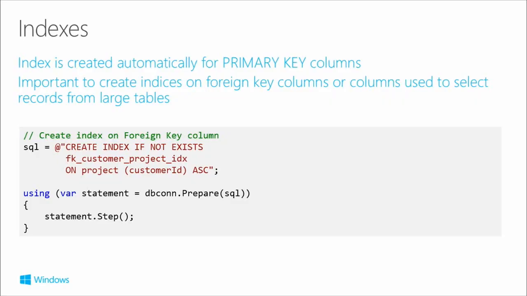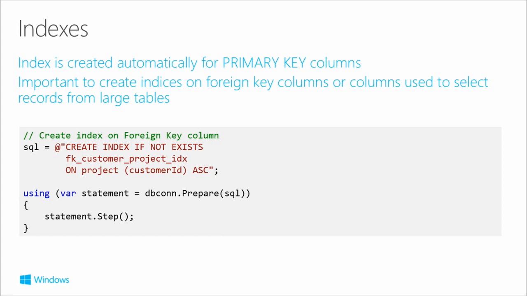But indices are created automatically for primary key columns, and indices are crucially important. If you have a database with 500,000 rows in it, a table with 500,000 rows in it, and then you say, select me all the records from this table where some column is less than 40 or something.